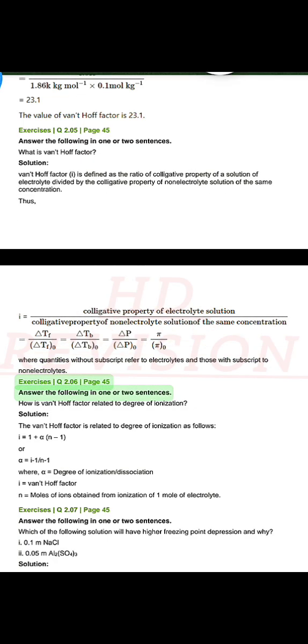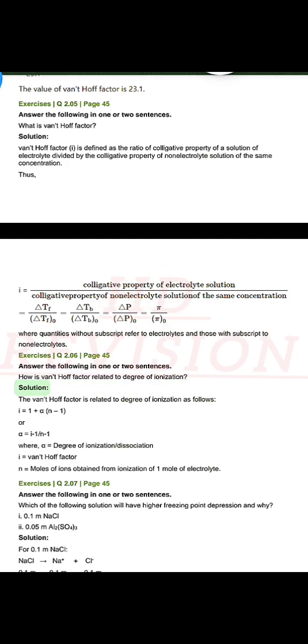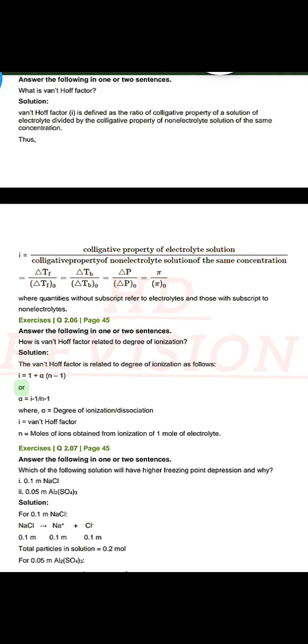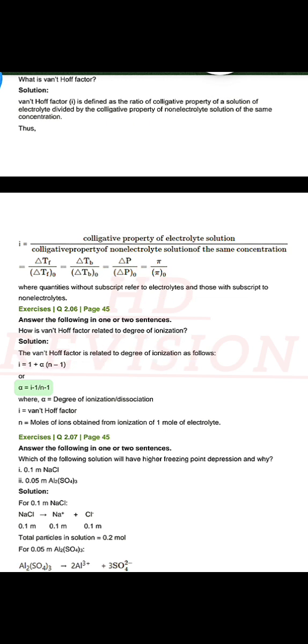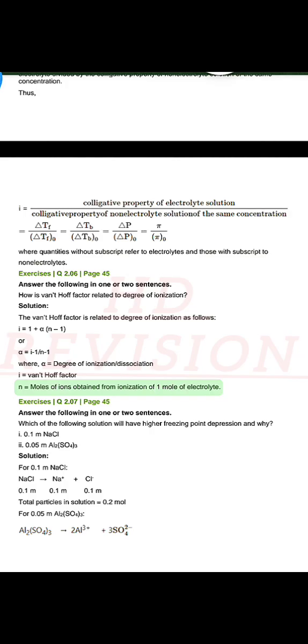Exercises Q2.06, page 45. Answer the following in one or two sentences. How is Van't Hoff factor related to degree of ionization? Solution. The Van't Hoff factor is related to degree of ionization as follows: i = 1 + α(n − 1), or α = (i − 1)/(n − 1), where α = degree of ionization or dissociation, i = Van't Hoff factor, n = moles of ions obtained from ionization of 1 mole of electrolyte.